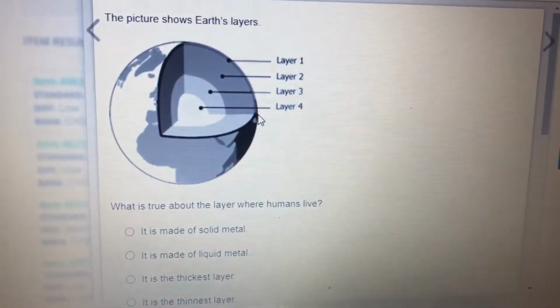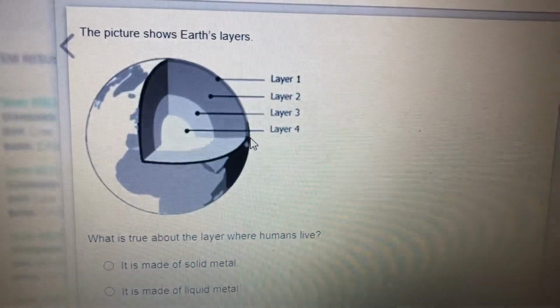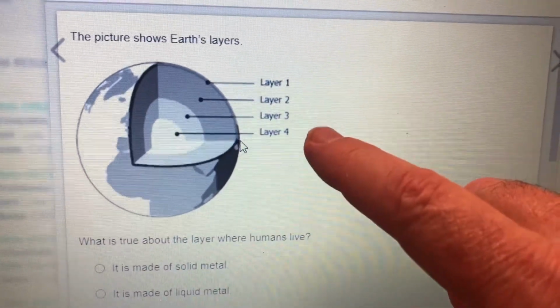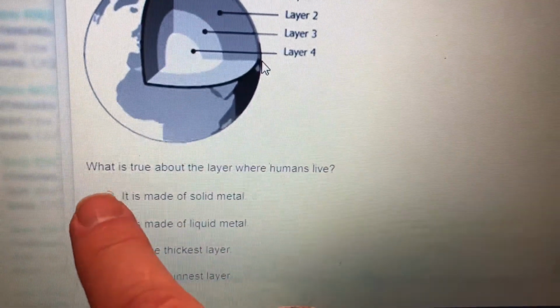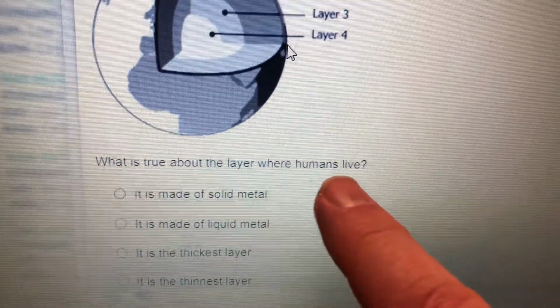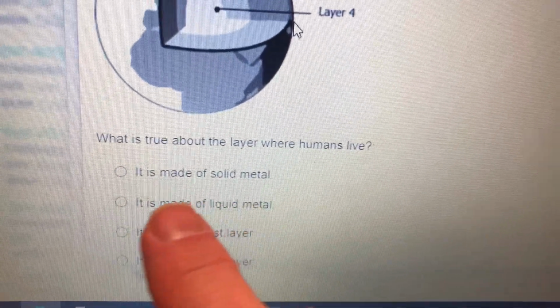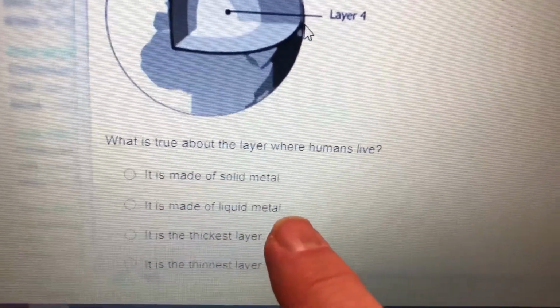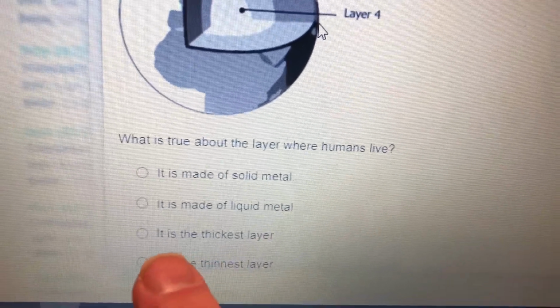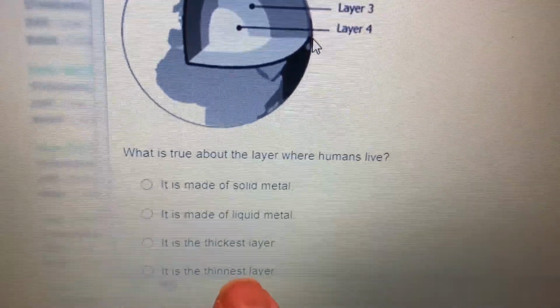Let's look at review questions. So the picture shows Earth layers. Layer 1, 2, 3, 4. So what is true about the layer where humans live? Okay? It is made of solid metal. It is made of liquid metal where humans live, okay? It is the thickest layer. It is the thinnest layer.